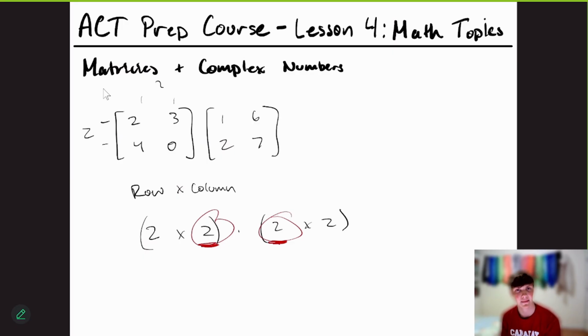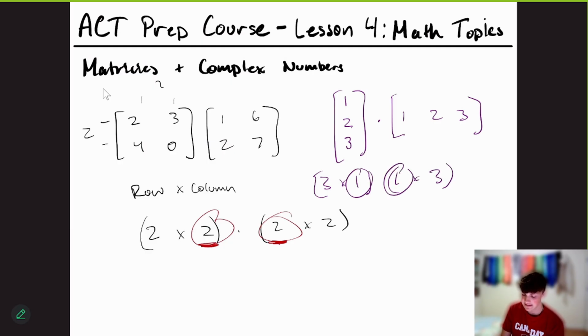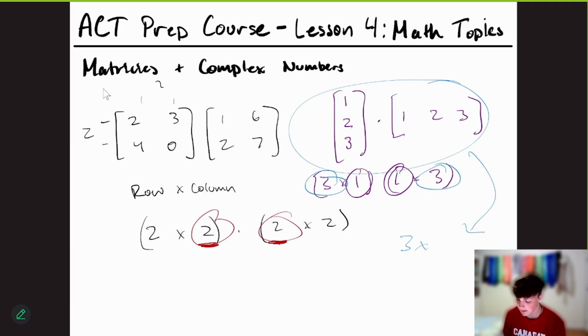We don't actually have to multiply matrices together on the ACT. We do have to know this rule. For example, if I was to multiply 1, 2, 3 by 1, 2, 3, rows by columns, we could do this because the one on the left is size 3 by 1, and the one on the right is 1 by 3, right? So these have the same column and row. And the size of the product is going to be the outside pieces, 3 by 3. So if I multiply these two matrices together, I get a 3 by 3 matrix.